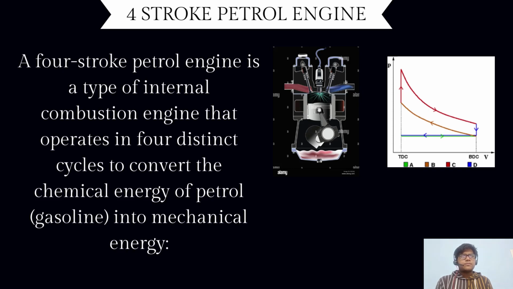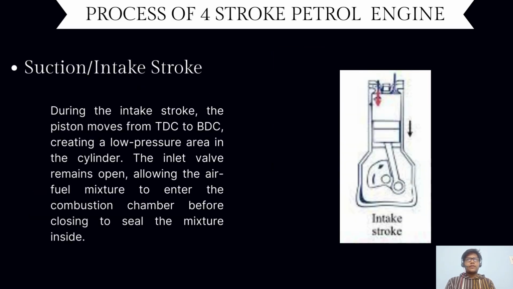The working principle of the four-stroke petrol engine is based on the theoretical Otto cycle, that is at constant volume. It is named after a famous scientist, Nicholas August Otto. The four-stroke engine has four phases such as suction stroke, compression stroke, power stroke, and exhaust stroke. So let's understand the process of the four-stroke petrol engine.